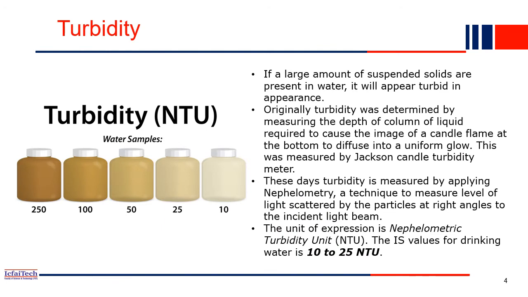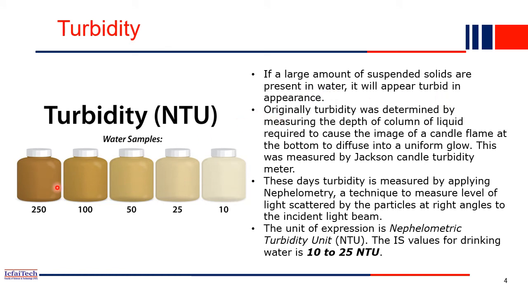So now let's see each characteristic one by one in more detail. As in the last slide, water quality can be classified into three parts: physical characteristics, chemical characteristics, and bacteriological characteristics. In the physical characteristics we have turbidity. Turbidity means that if a large amount of suspended solids is present in your water, it will appear turbid, right? This is an example you can see.